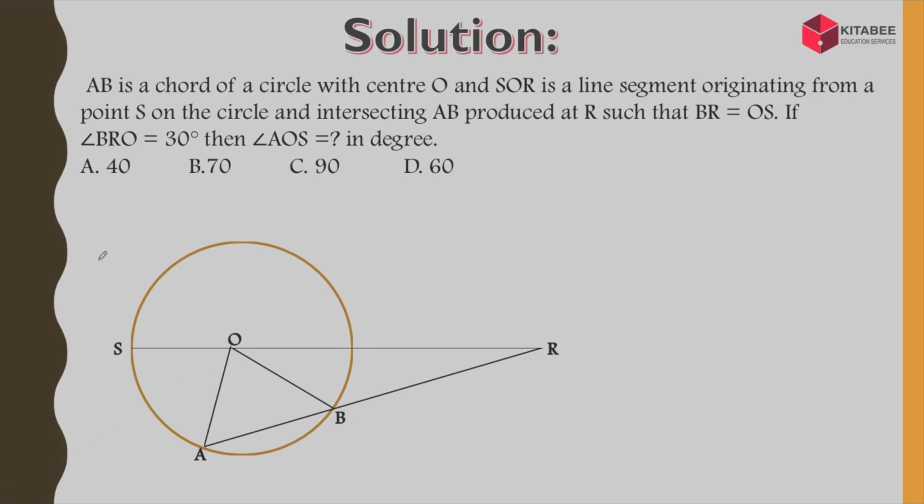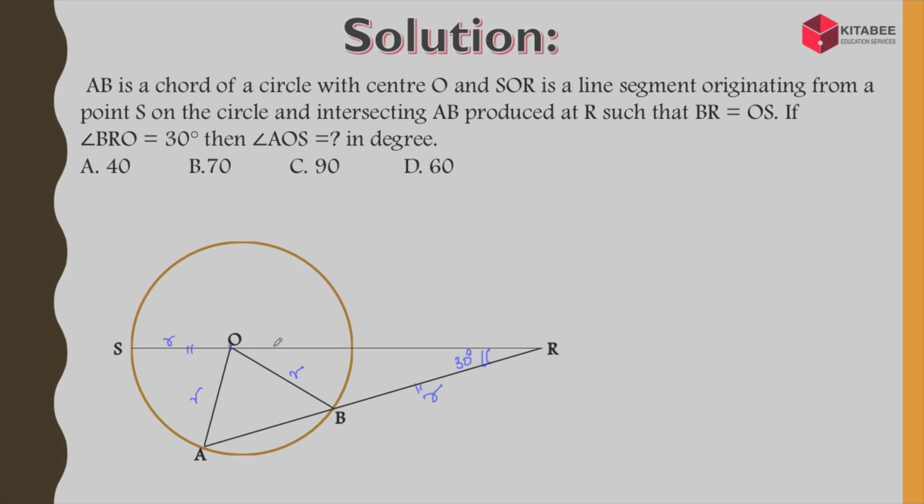So let's say the radius is R. So this would be the radius of the circle, right? And this is also the radius. Given to us is that BR, this length is equal to OS. These two are equal. Now as this length is equal to the radius, so this would also be equal to radius. Right, same length R. Now we have been given that this particular angle BRO is equal to 30 degrees.